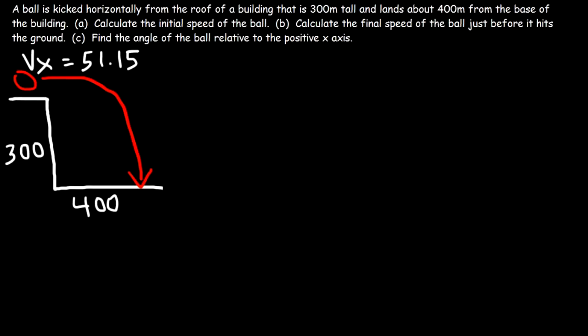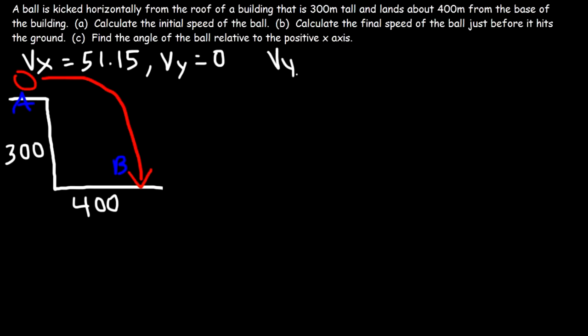So part B, calculate the final speed of the ball just before it hits the ground. We have the speed of the ball at position A. We need to find it at position B. Now keep in mind, Vx is constant, it doesn't change. So at position B, Vx is still 51.15. We need to find Vy. At position A, Vy is equal to 0. But at position B, it's not going to be 0.